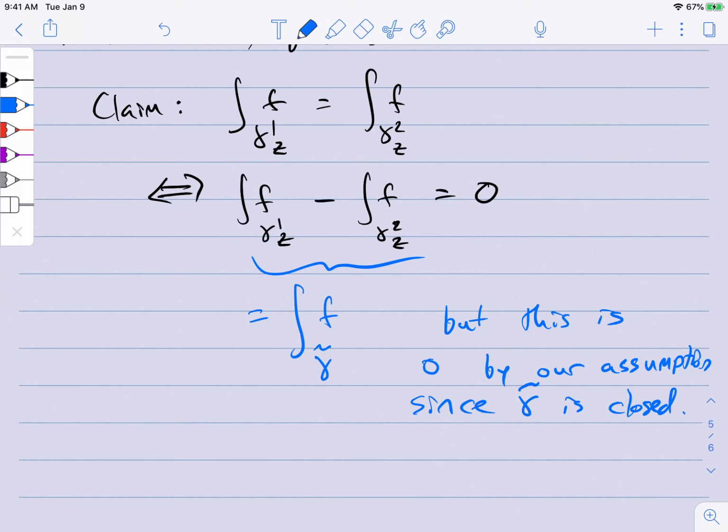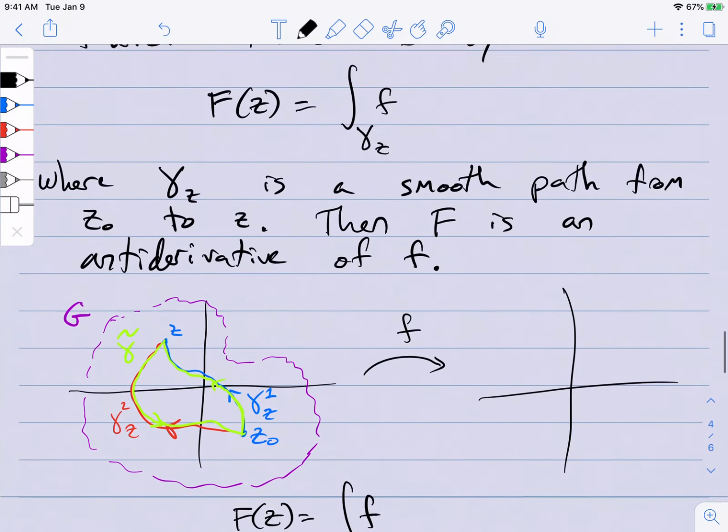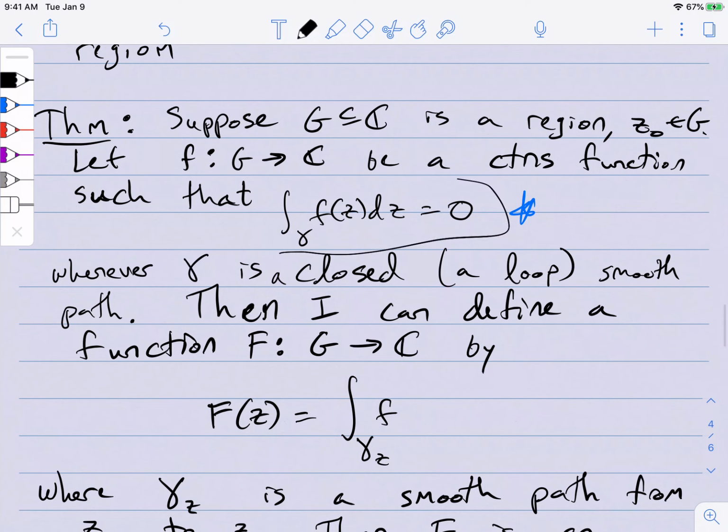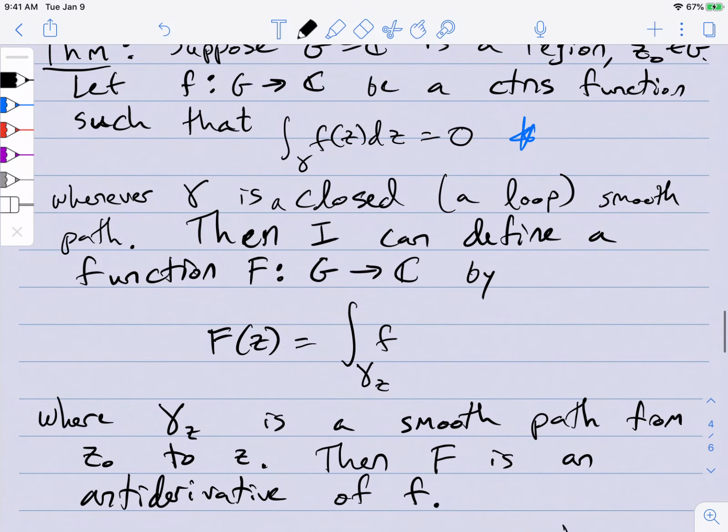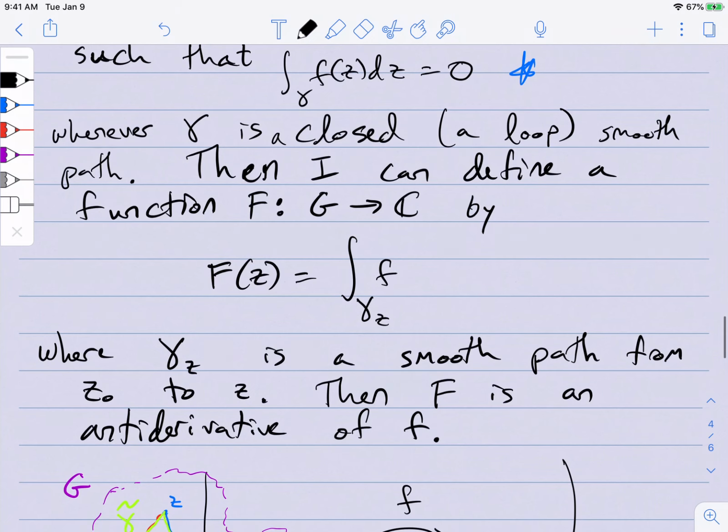Okay, and so that's the reason we need that condition. If we didn't have this condition that integrals over loops were all 0, then this definition would not make sense because it would depend on the path we chose. But now it doesn't depend on the path, and so we get a well-defined function, and it turns out that it's an antiderivative. And the way to prove it's an antiderivative is very similar to the proof in Calc 1. Okay, I think that's going to be all for today.